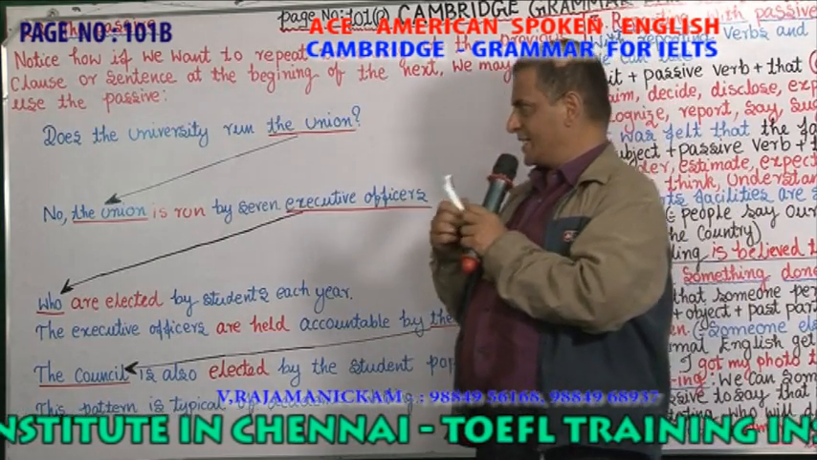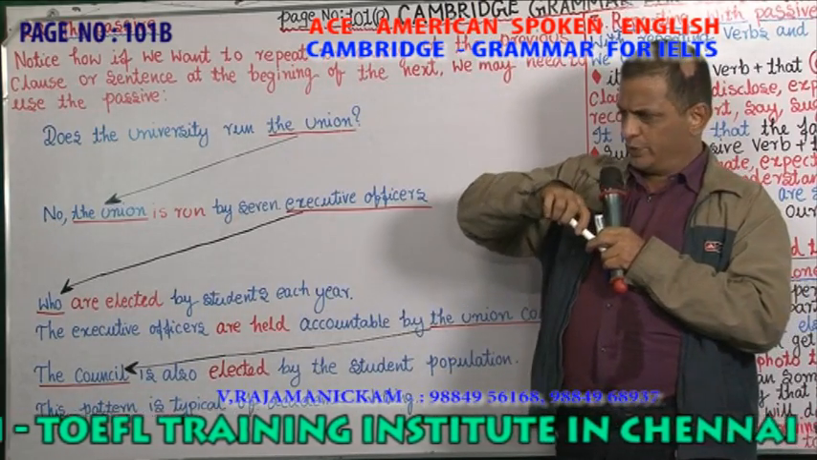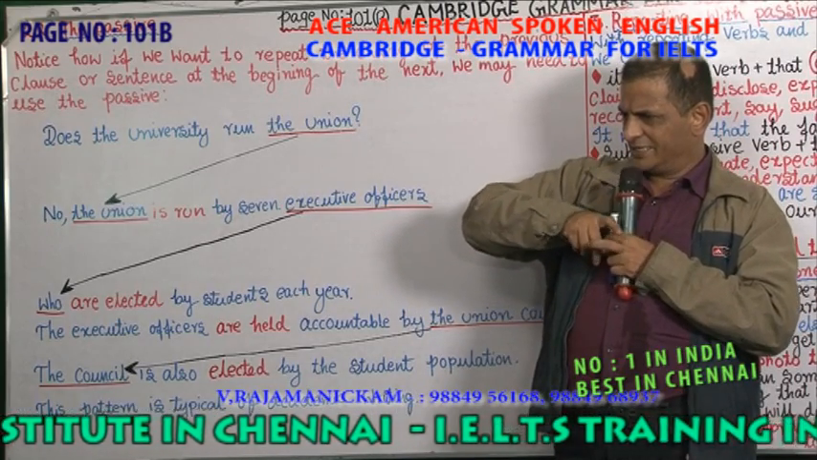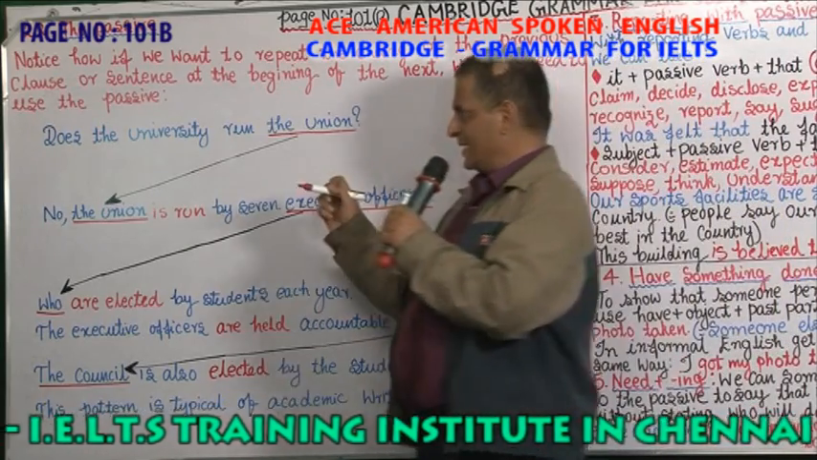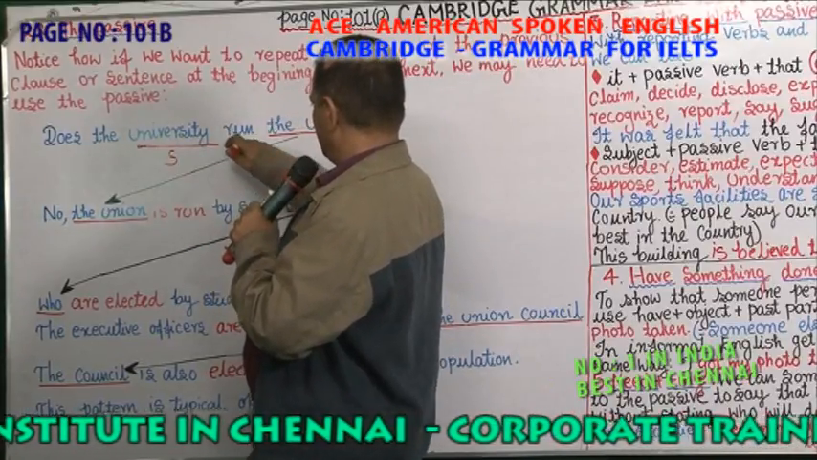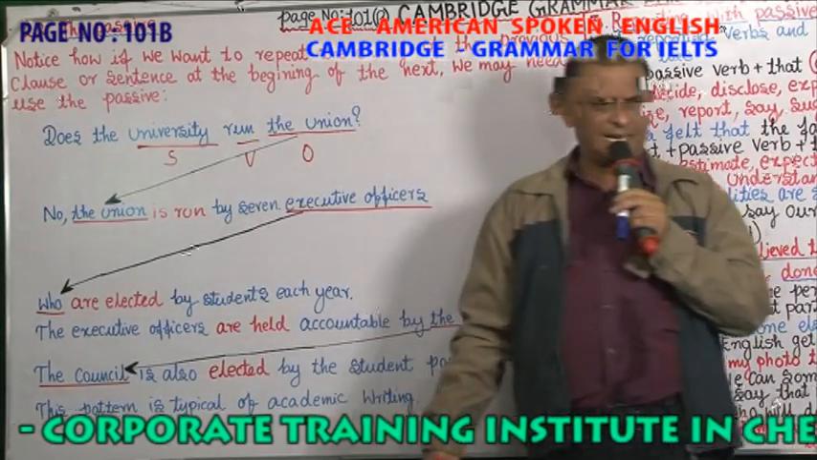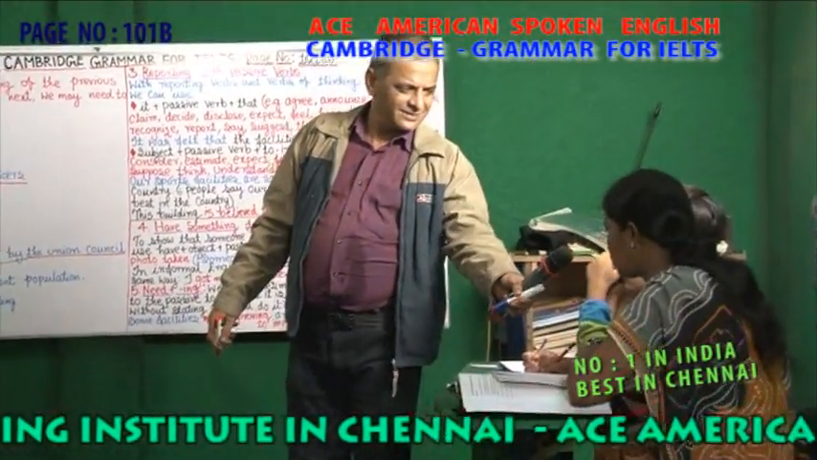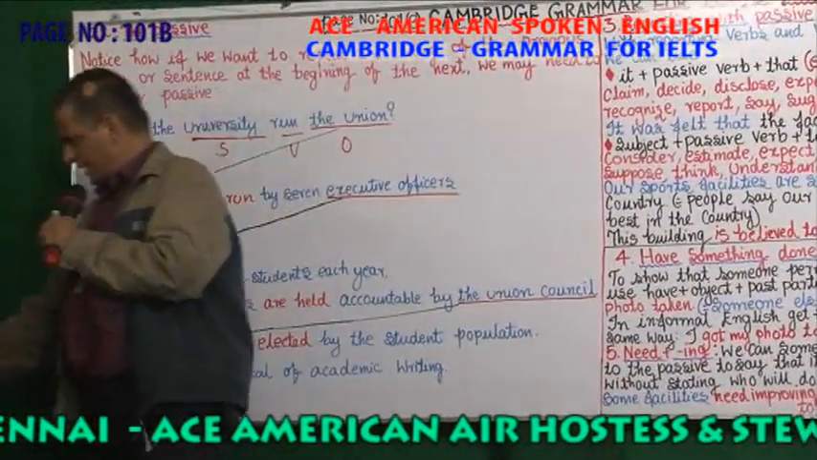You see here the sentence: Does the university run the union? Which is the subject, sir? The subject is the university. Which is the verb? Run. Which is the object? Union. What do you mean by run? Anybody? Running the university, managing. The meaning of run is managing.